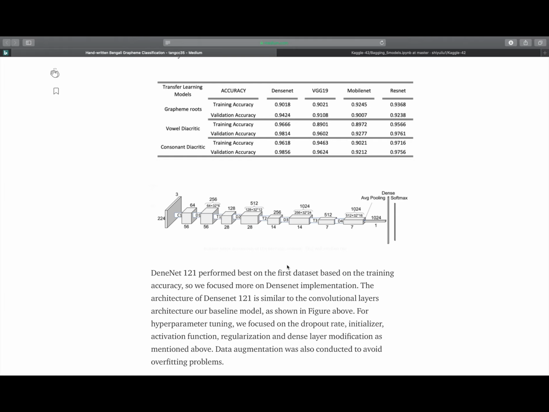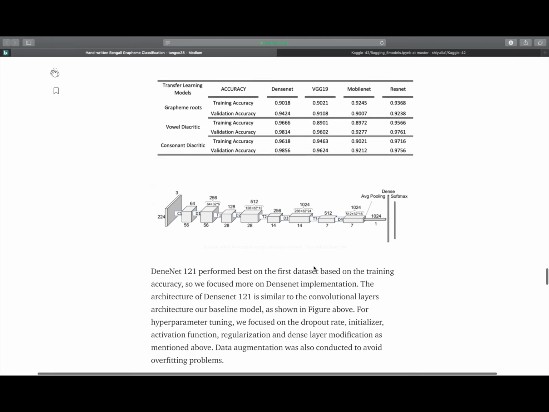Here's the structure demonstration for DenseNet. It has a similar structure to our baseline model, but with different filter and dimension sizes. We conducted a parameter tuning process for the dense layers after this structure. The result will be discussed later in the result part.